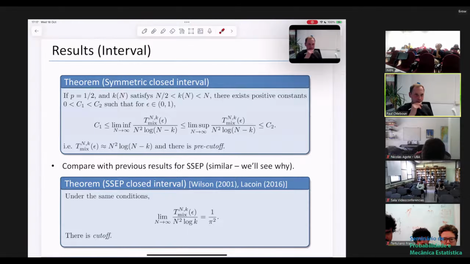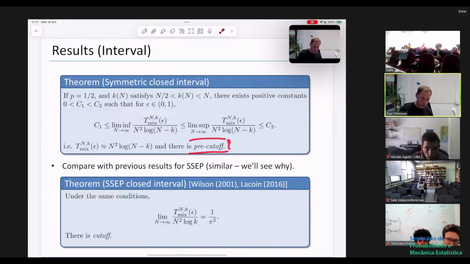Okay, so what are our results? If we look at the symmetric facilitated exclusion process on a closed interval of n sites and k particles, where k is strictly bigger than n over 2 and strictly smaller than n, then essentially the total variation mixing time goes like n squared log (n minus k). This is the number of holes in the system. And we have pre-cutoff. We would conjecture there is cutoff, but we can't show it. In a moment, we'll discuss why.